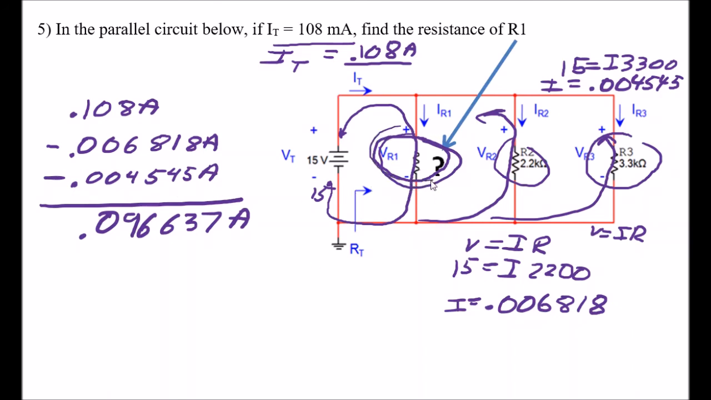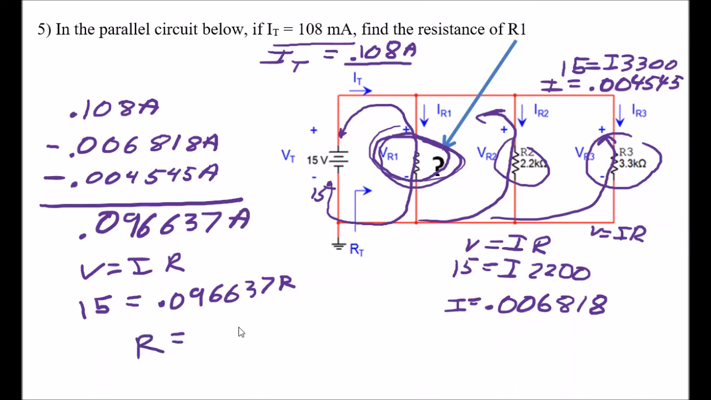All right, almost there. I just have one more little V equals IR equation for this thing, where I'm looking for the resistance. I know the voltage drop, so I'm going to do V equals IR. The voltage drop is 15, the same voltage drop every place. The current I just figured out must be 0.096637. I'm looking for the resistance, so if I divide both sides by 0.096637, I get a resistance of 155.22, and I'm rounding a little bit. That's my resistance in ohms, and that's it.